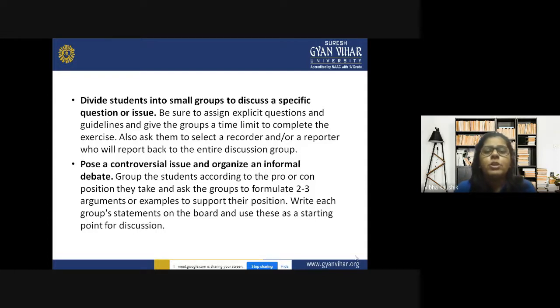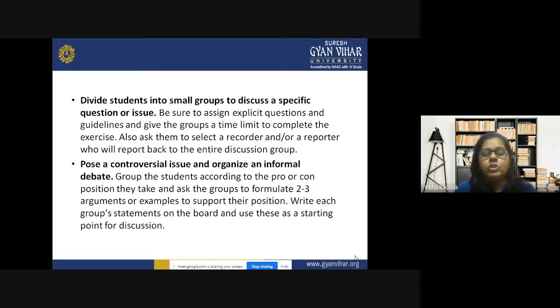Be sure to assign explicit questions and guidelines and give the group a time limit to complete the exercise, and you have to give a specific time period. In that particular time period, you have to complete the exercise. And also ask them to select a recorder and or a reporter who will report back to the entire discussion group.